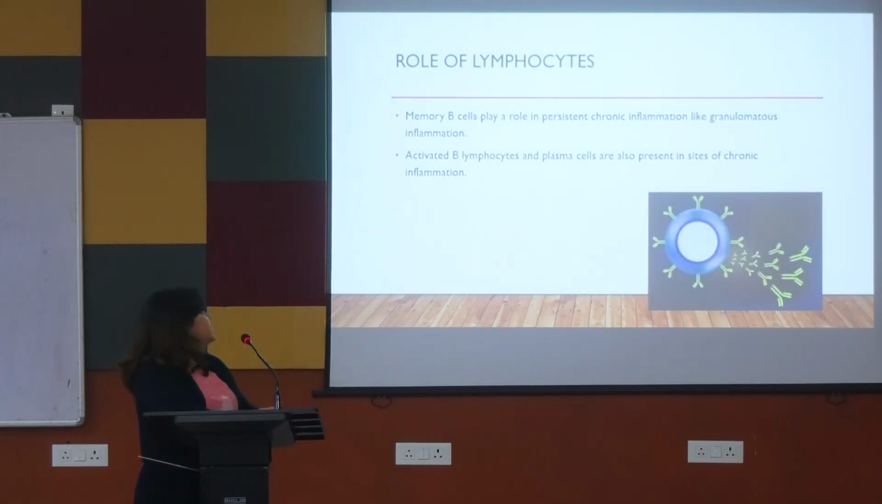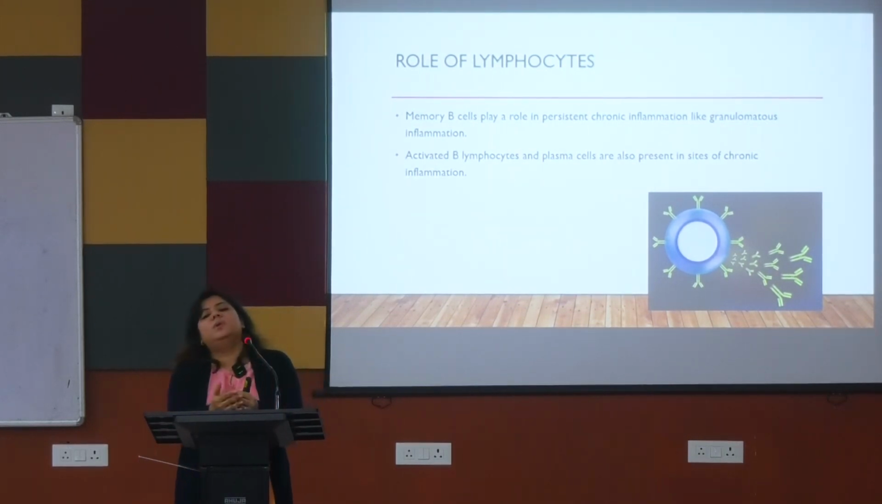Now there are other B cells also. When there are memory B cells involved, especially in any granulomatous inflammation, memory B cells are involved. What are these memory B cells? Some of the B cells get converted into memory B cells. The B cells were also attracted to the site of chronic inflammation. Now some of them will remember that this antigen had attacked me at one point.